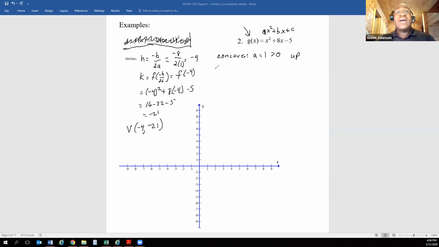All right, so now let's find out what the intercepts are going to be. So we'll start with the y-intercept. Remember that for the y-intercept, we set x equals 0.